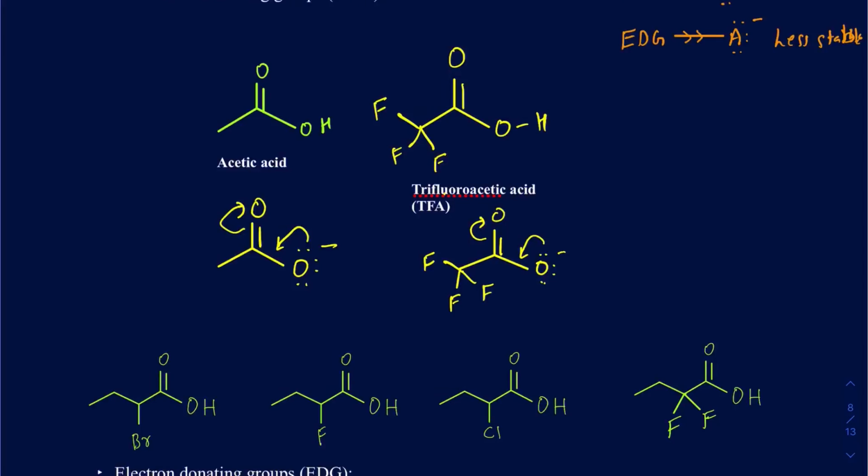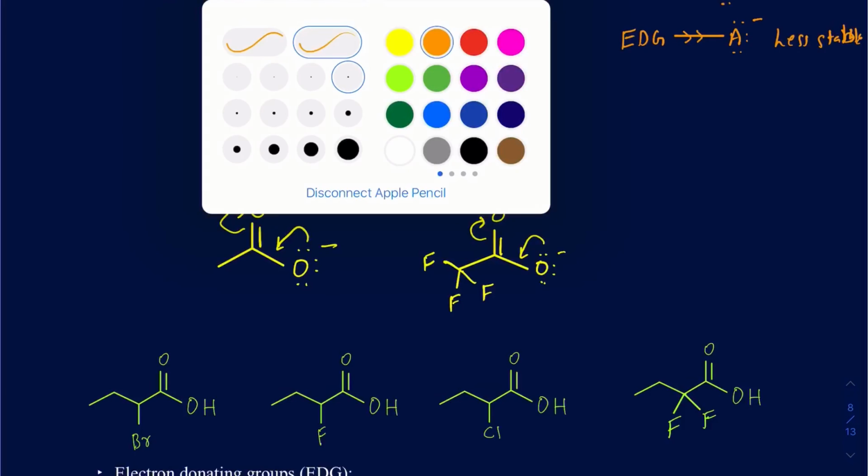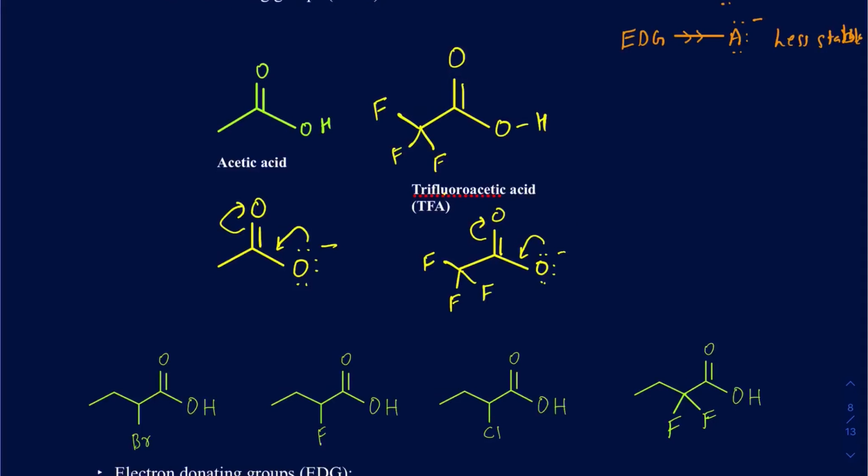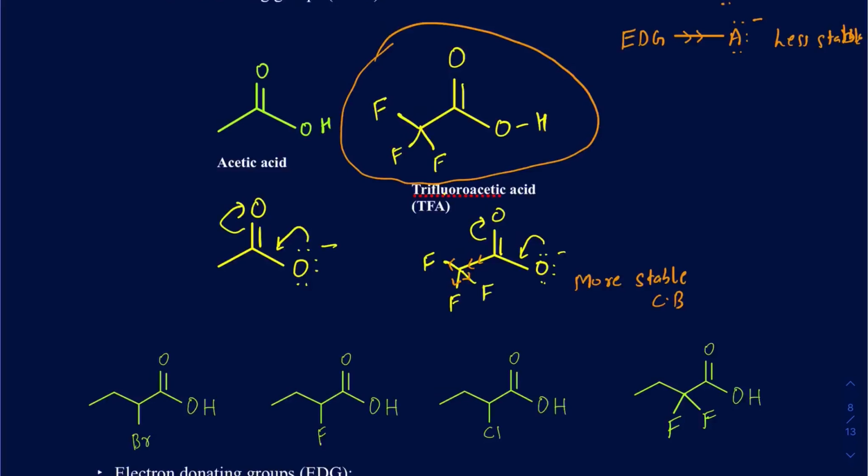As a result, you look at the inductive effect. The fluorines are going to be pulling in the electrons like this. There's an inductive effect pulling in the electrons, making this a more stable conjugate base. Since they make this particular one a more stable conjugate base, the acid of that is going to be more acidic. So this one is going to be more acidic.